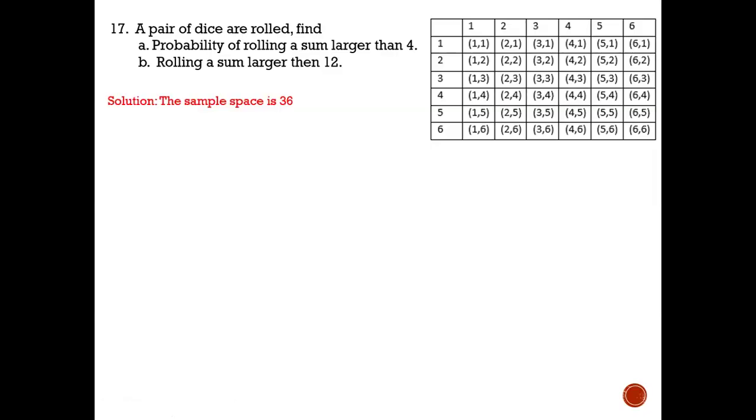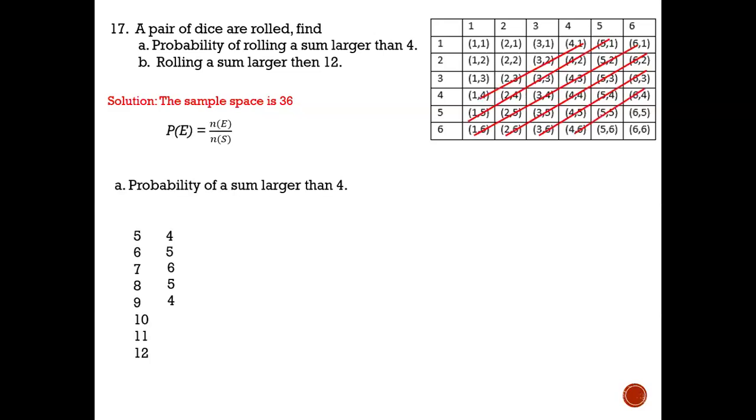First I get my sample space, and I know that each dice has six faces. So to get my sample space, I just multiply 6 times 6 and get 36. This is my sample space. I'm going to use this formula for probability. Probability is equal to the event divided by my sample space.